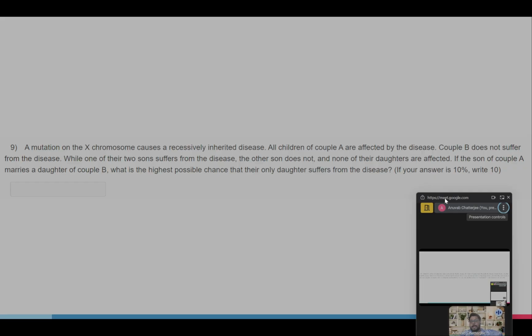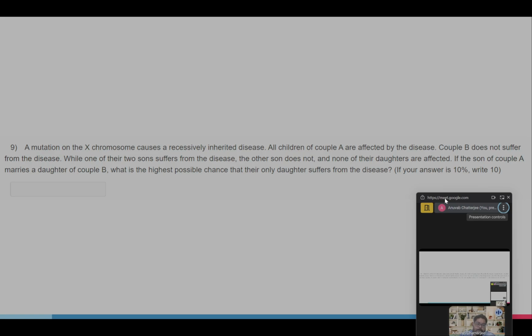A mutation on the X chromosome causes a recessively inherited disease. All children of couple A are affected by the disease. Couple B does not suffer from the disease. While one of their two sons suffers from the disease, the other son does not, and none of the daughters are affected. If the son of couple A marries a daughter of couple B, what is the highest possible chance that their only daughter suffers from the disease?